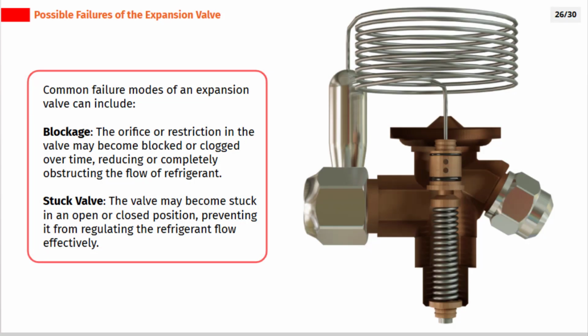Common failure modes of an expansion valve can include blockage. The orifice or restriction in the valve may become blocked or clogged over time, reducing or completely obstructing the flow of refrigerant. Stuck valve. The valve may become stuck in an open or closed position, preventing it from regulating the refrigerant flow effectively.